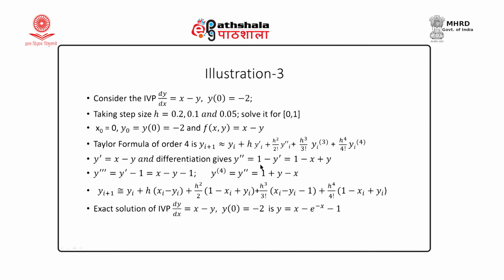We got the third derivative and fourth derivative very easily, and so we can now substitute these values of the derivatives in our approximate Taylor series formula. So, y i plus 1 is given by y i plus h times y i dash, which is x minus y i, plus h square by 2 times 1 minus x i plus y i, plus h cube by 3 factorial times x i minus y i minus 1, and h raised to 4 by 4 factorial into the fourth derivative, that is 1 minus x i plus y i. Now we have this expression, and it is used in the computations to get the estimate y i plus 1 from the value of y at the point x i.